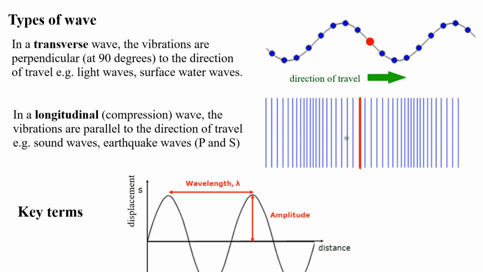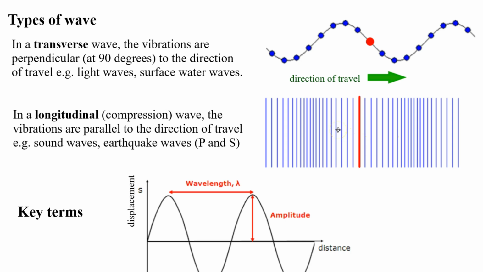Longitudinal waves, also known as compression waves, sound waves will be an example of that, and certain types of earthquake waves. If we have this representation as shown here, then if it's particles in a sound wave, the vibrations are in the same direction, backwards and forwards. That's parallel to the direction of travel. So these are a lot harder to represent diagrammatically.